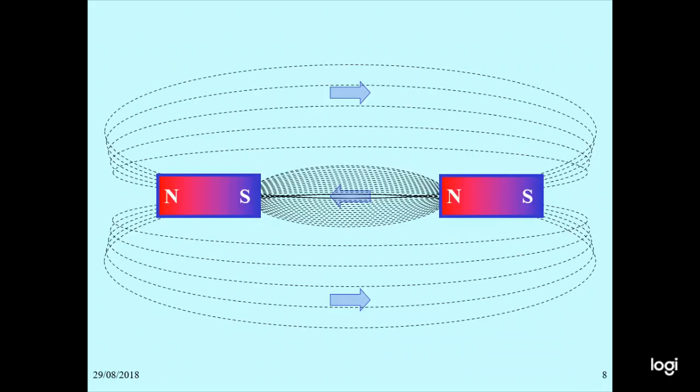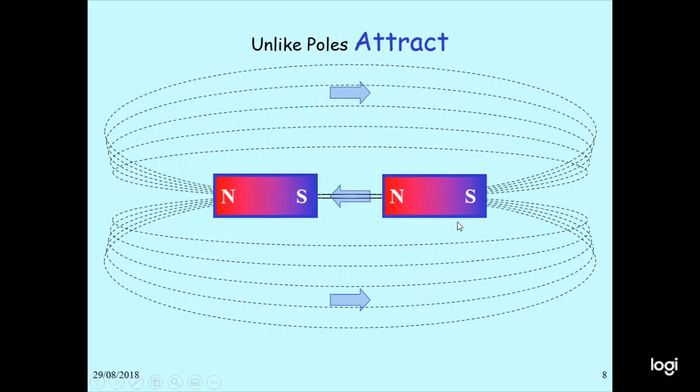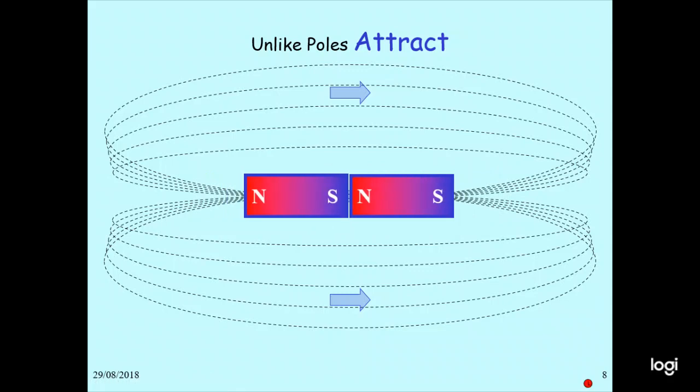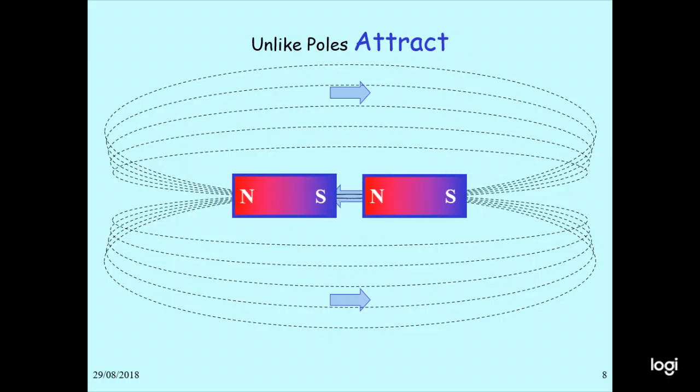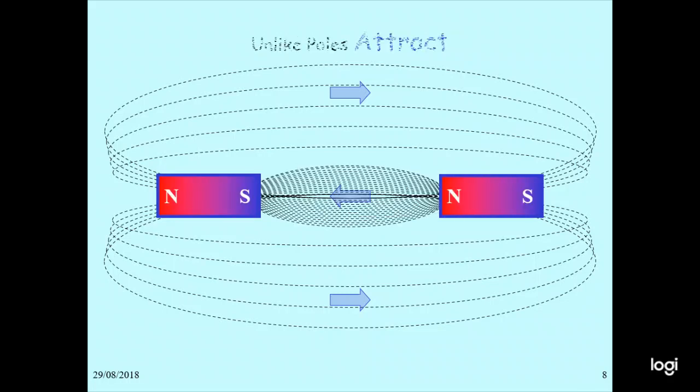In this case, we place two magnets. The north and south poles will be attracting. The magnetic lines are coming from here and ending here. So we place two magnetic poles, south and north, adjacent. There are magnetic fields between the north pole and south pole. Unlike poles attract. Because the north pole and south pole attract, unlike poles attract.